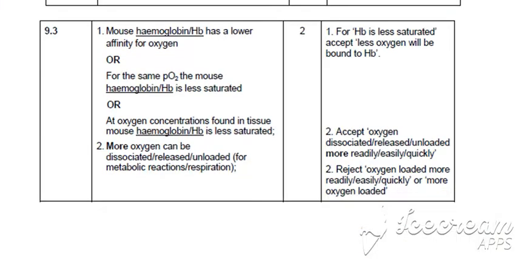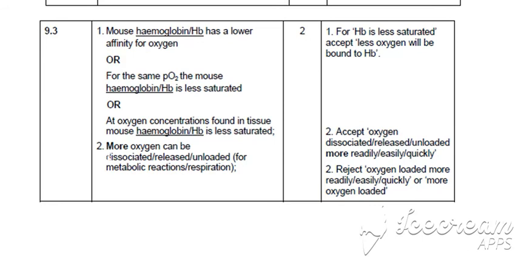So if we look at our mark scheme, hemoglobin is underlined. We must mention hemoglobin. We cannot just talk about the mouse and the horse. So the mouse hemoglobin has a lower affinity for oxygen, or at the same partial pressure, the hemoglobin is less saturated for the mouse, or at the oxygen concentration found in the tissue, the mouse hemoglobin is less saturated.